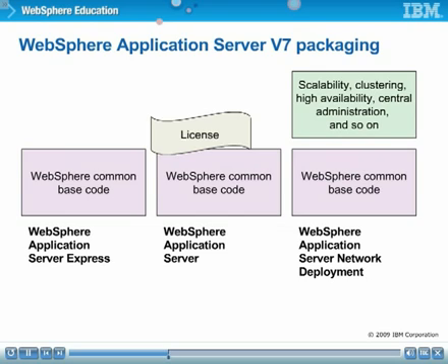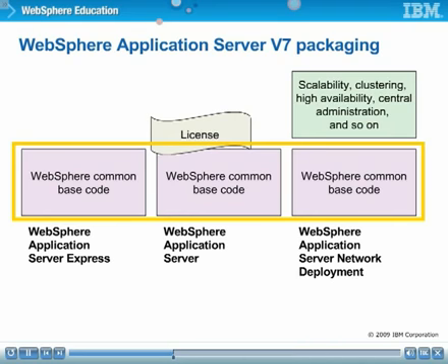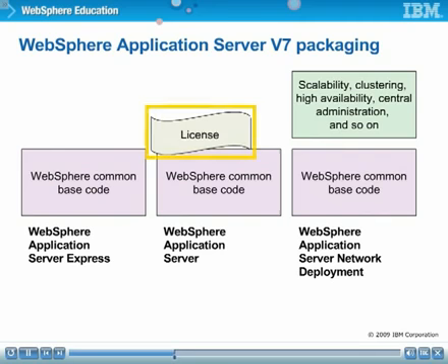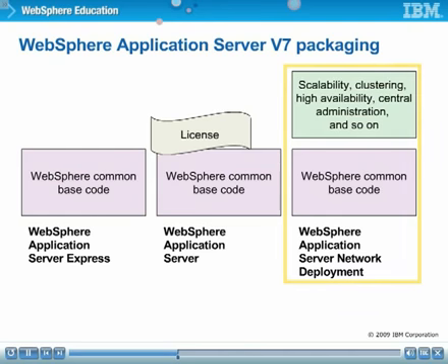This picture compares the basic differences in packaging between the WebSphere Application Server Express, Base, and Network Deployment editions. All three packages include the WebSphere Common Base Code. The major difference between Express and Base is the license. Express has a limited license for 2 CPUs. Base has a license for unlimited CPUs. The Network Deployment product adds support for scalability, clustering, high availability, central administration, and so on.